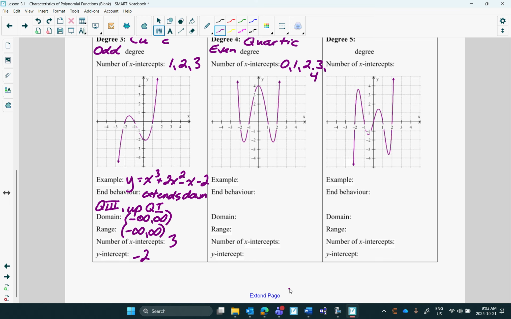So it is possible to draw. This specific example is f of x. Remember, I can use them interchangeably. x to the 4th minus 5x squared plus 4. What's the end behavior of this one? Extends up. Quadrant 2, quadrant 1.